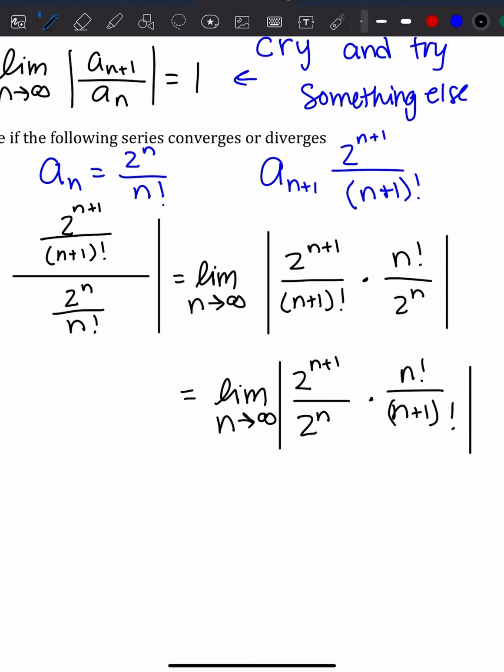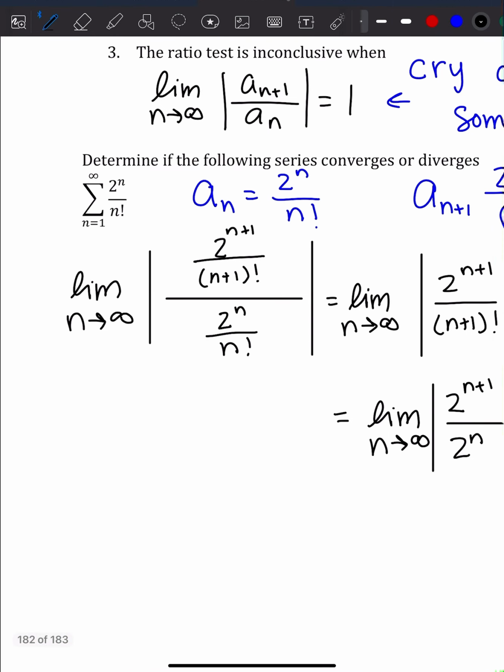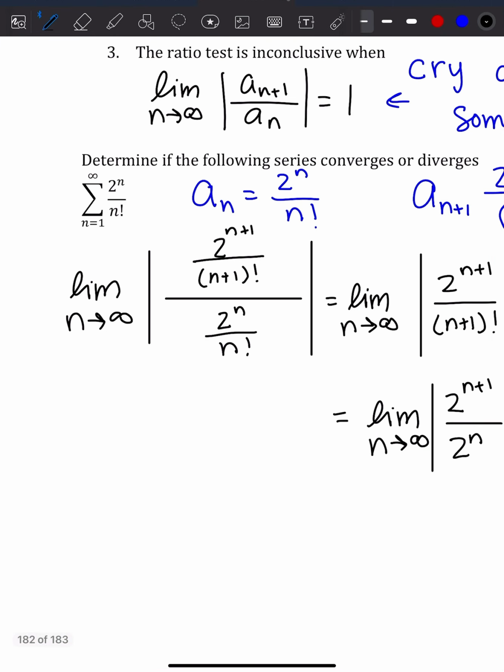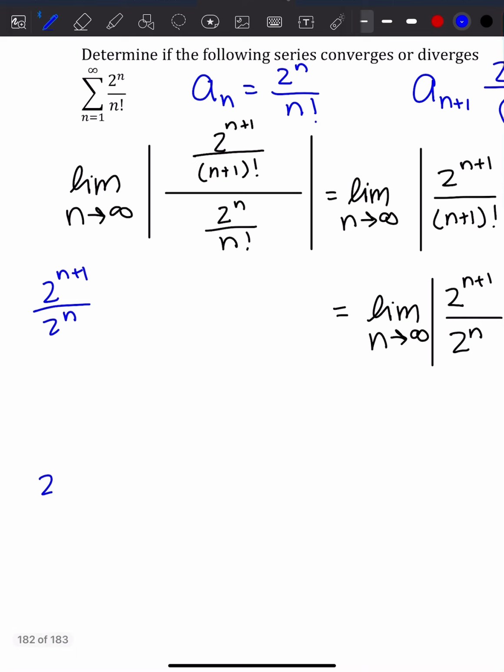Okay, now is when we need to do some simplifying. So we need to simplify two fractions here. We need to simplify 2 to the n plus 1 divided by 2 to the n, and we need to simplify n factorial divided by n plus 1 factorial. So let's start with what we have here. 2 to the n plus 1 divided by 2 to the n.